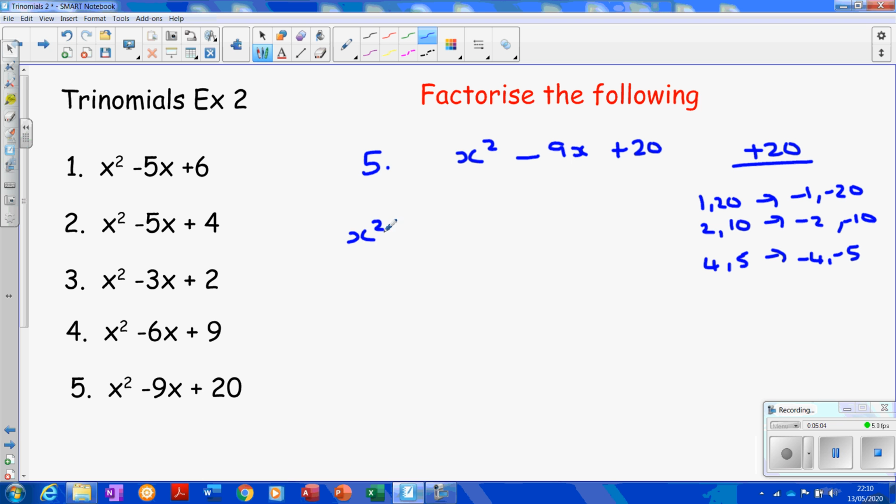So we end up with x squared. We want the pair that gives me minus 9x. So that's minus 4x's, minus 5x's. And I've got the plus 20 to put in. Break the list down the middle.